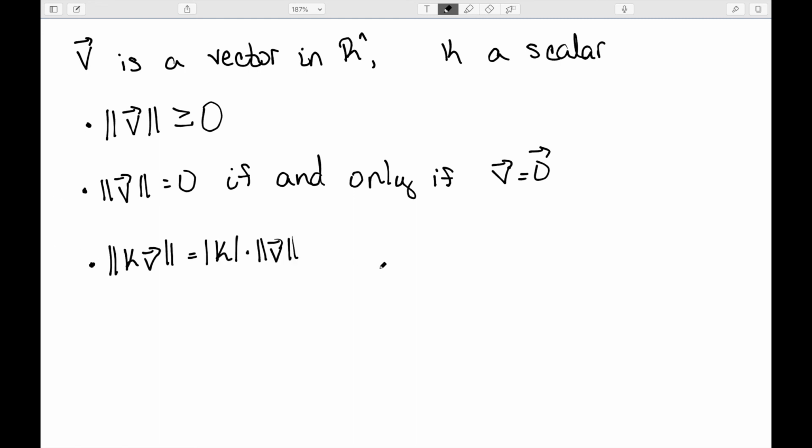Next, the norm of k times v is the absolute value of k times the norm of v. So if I multiply a vector by a scalar and take the length, it's the same thing as taking the length of the original vector and multiplying by the absolute value of the scalar. And I won't directly prove this, but you can try to do it and work it out and see why this is true.